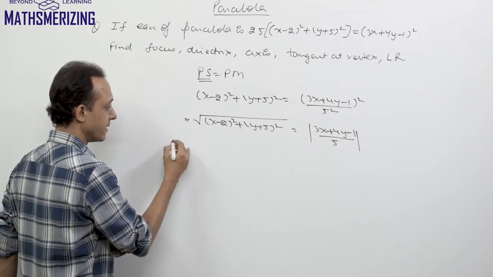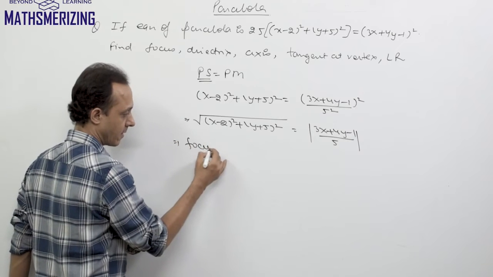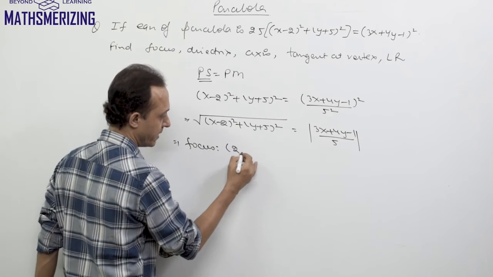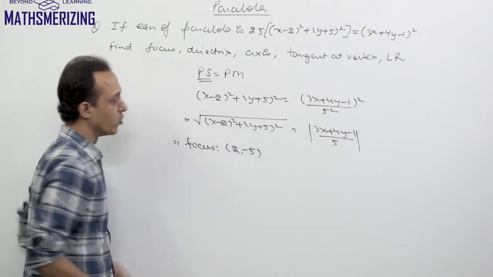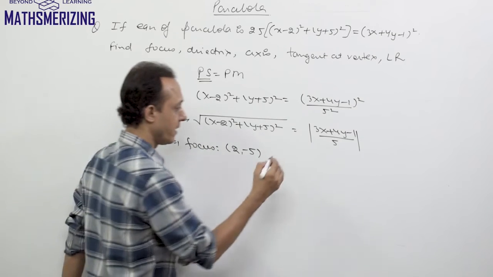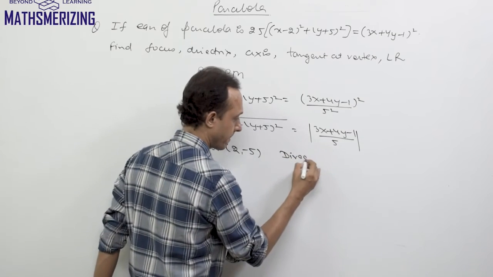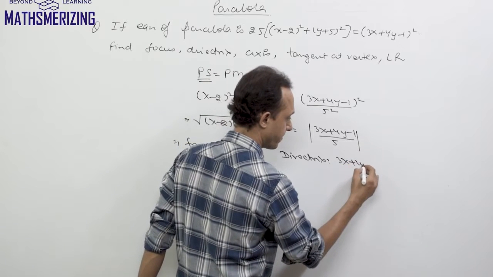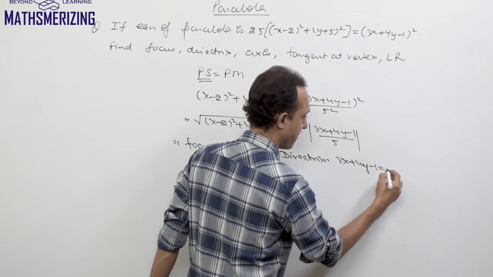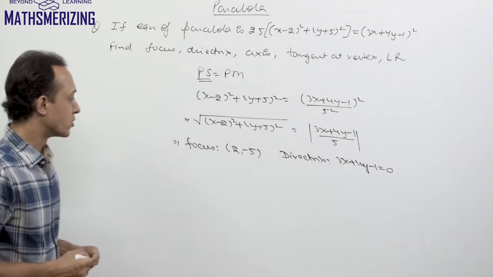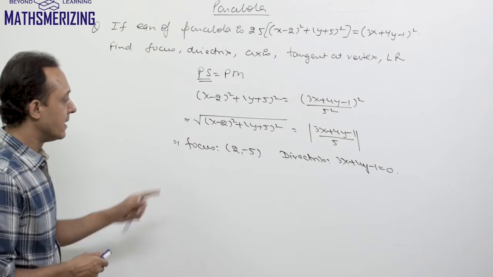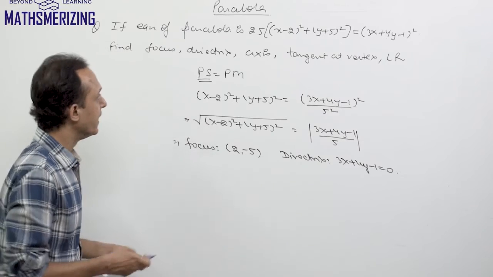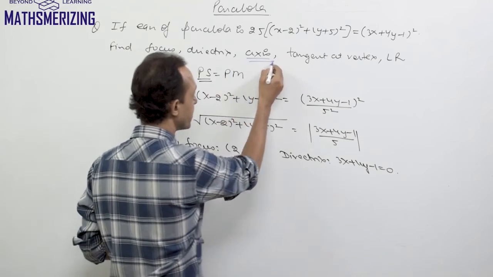So we can simply say the focus of this parabola will be at (2, minus 5) and its directrix will be 3x plus 4y minus 1 equals 0. So now we have the focus and directrix for this parabola. We need to find the equation of the axis.